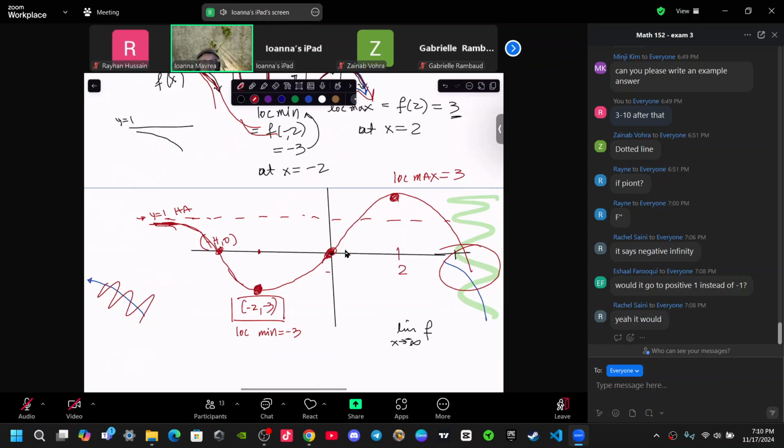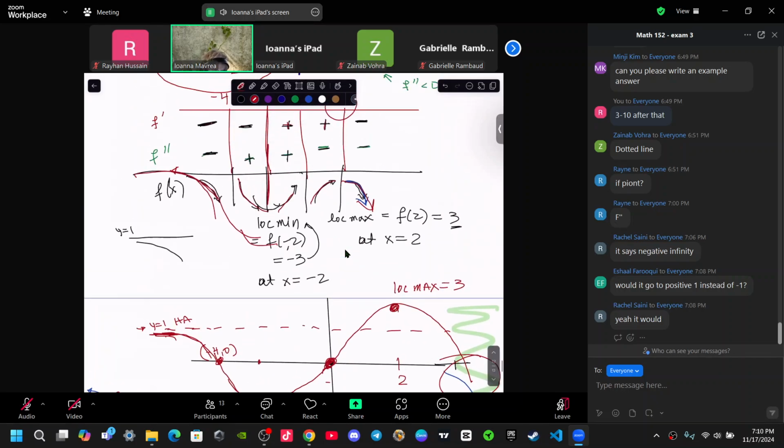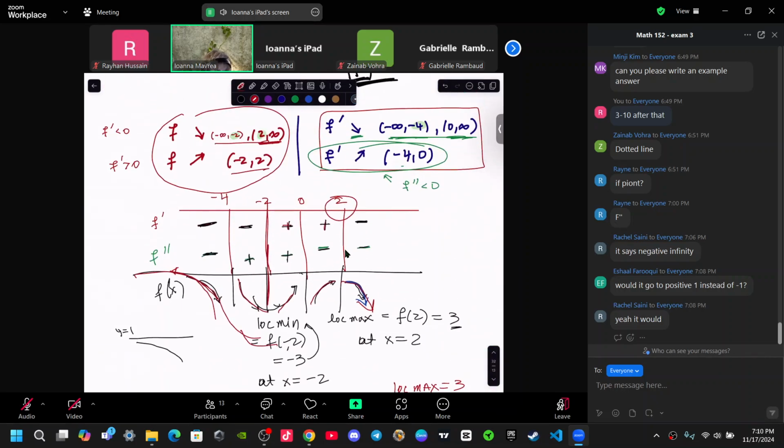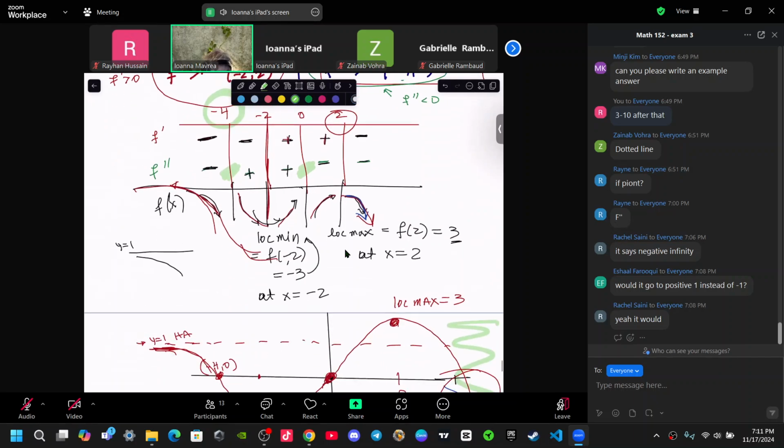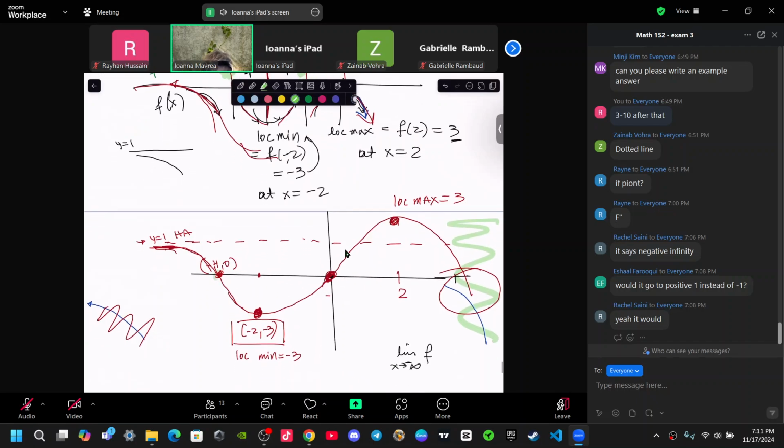Right? Label this. If they want you to label inflection points, that's an inflection point. You can see it from the table. Anytime the sign of the second derivative changes, you have an inflection point. So you have an inflection point at x equals -4.